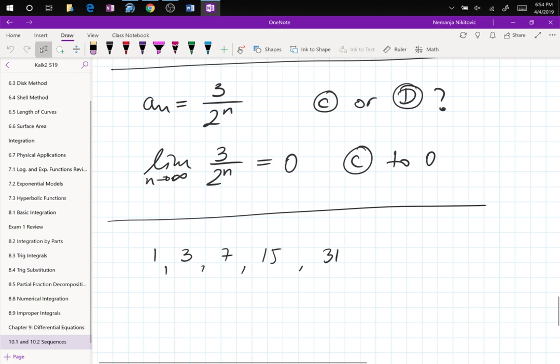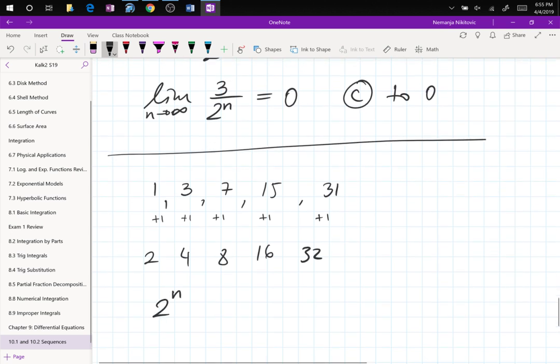Minus 1. Why? Because, look, you need to add 1 to each one of these. If you add 1 to each one of these, you make them into 2, 4, 8, 16, 32, which is your 2 to the n, but you added 1, so you have to subtract 1. And now, 2 to the n, if n is 1, 2 to the 1 is 2, minus 1 is 1. 2 squared is 4, minus 1 is 3. 2 cubed is 8, minus 1 is 7. Right?